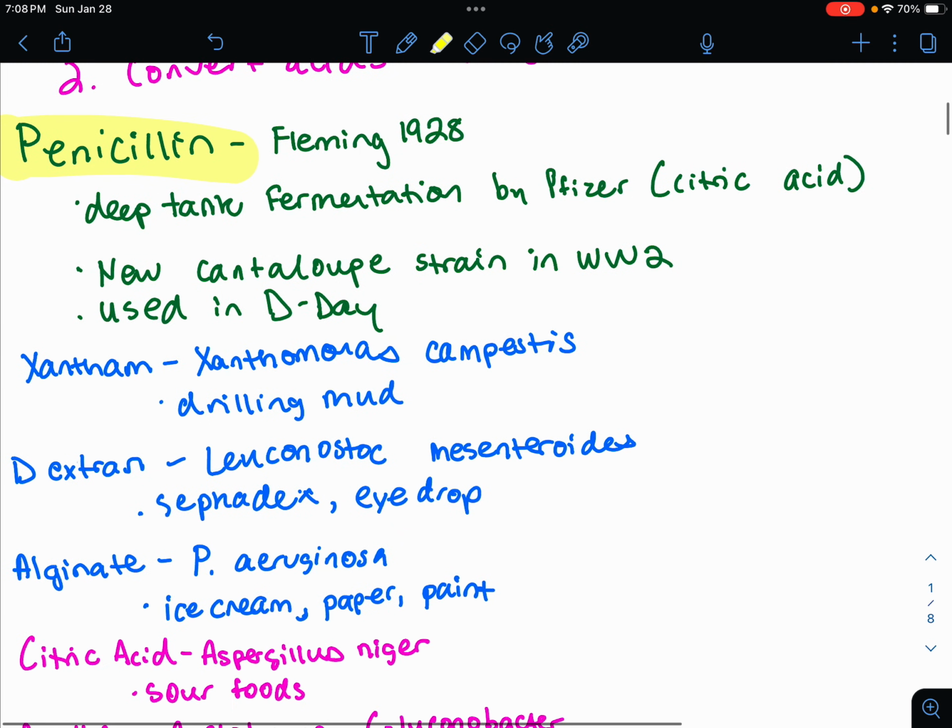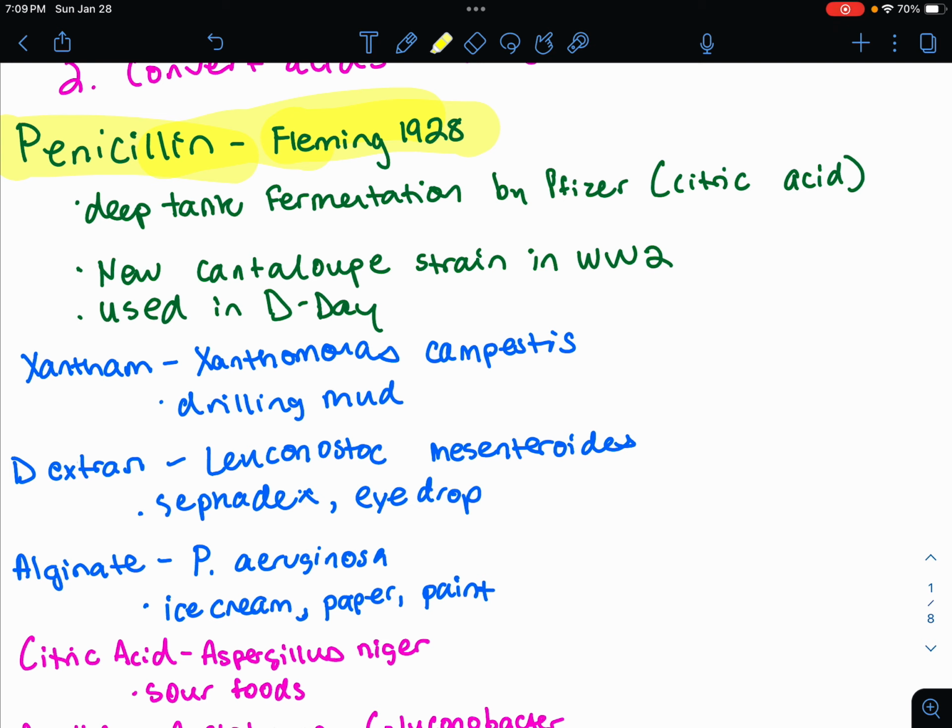Penicillin is another famous product in Applied Micro. Again, it was discovered by Fleming in 1928. They're going to be using deep tank fermentation by Pfizer, and they're going to be using these tanks also for citric acid production. There is a shortage in the penicillin, so they didn't have enough for clinical trials at the time. However, when they moved it to the US in 1941, they were able to find a new strain from a cantaloupe in Peoria Market.